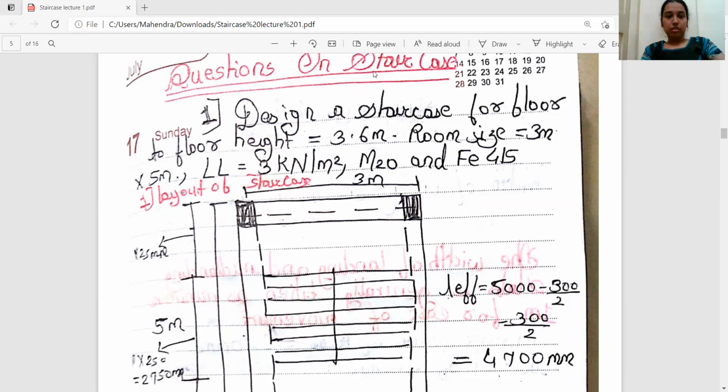In the last lecture, we studied the different types of staircase as well as the basics of the staircase. Now in today's lecture, we are going to design the sums based upon the staircase. So, shall we start? Is my screen visible to everyone?